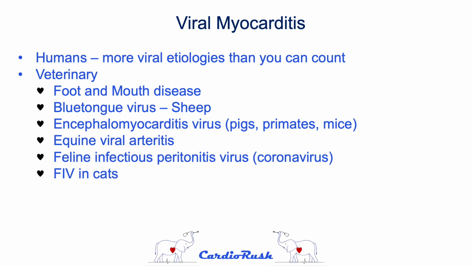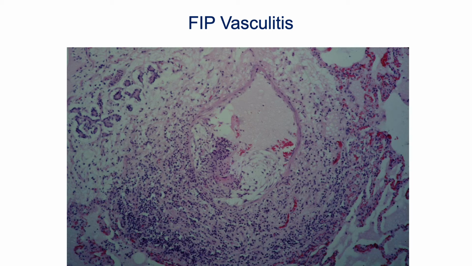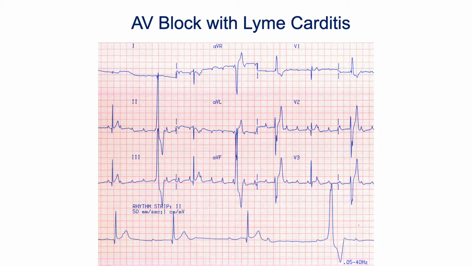In cats, we recognize that feline infectious peritonitis virus, a form of coronavirus, can cause an inflammatory change in the myocardium, especially an arterial inflammatory response. And FIV in cats has been described to be associated with a myocarditis as well. Here's a picture of an arterial blood vessel that has a dramatic inflammatory response in the wall. So this would be a vasculitis associated with feline infectious peritonitis that resulted in a myocardial problem.